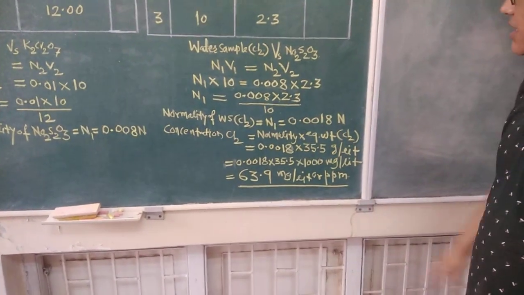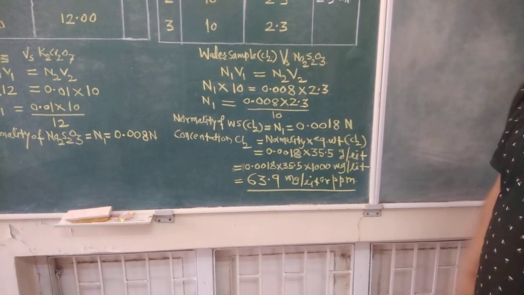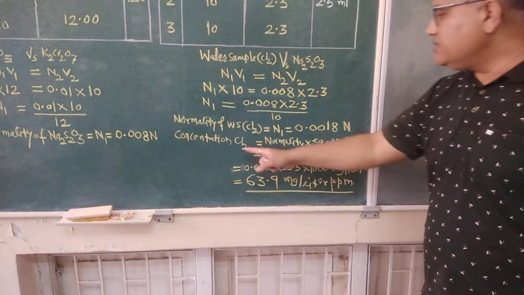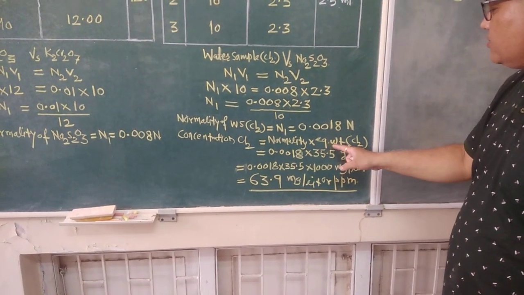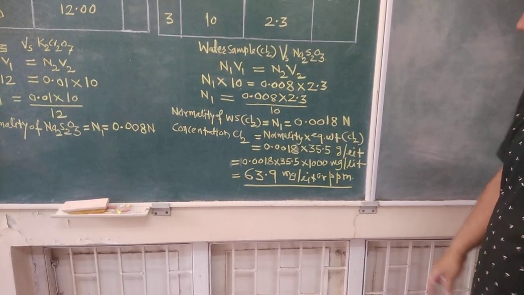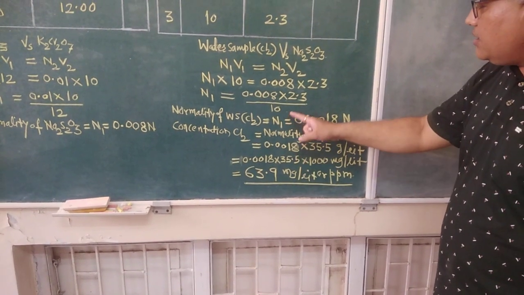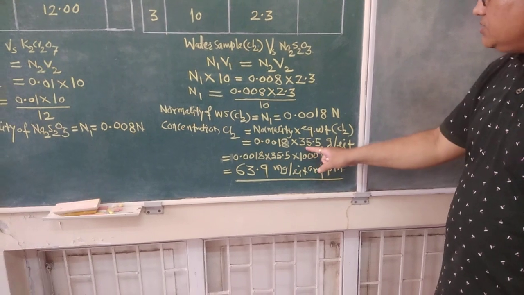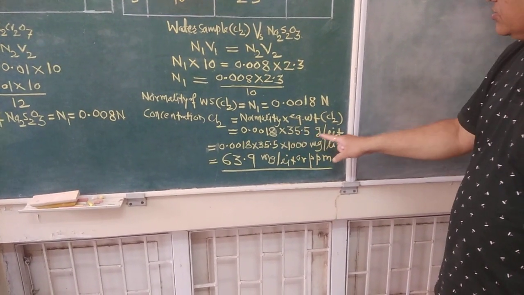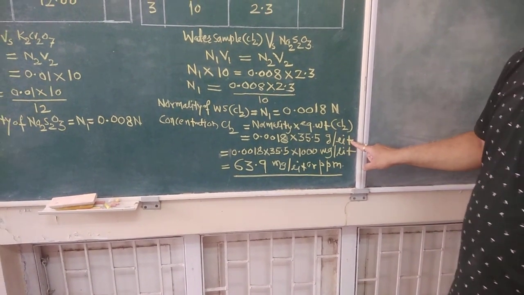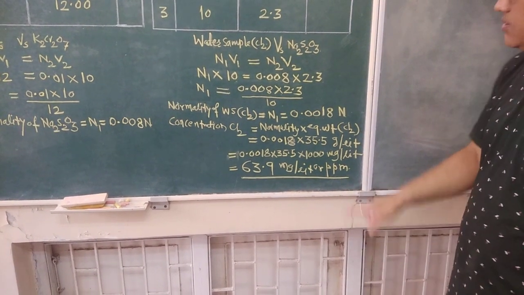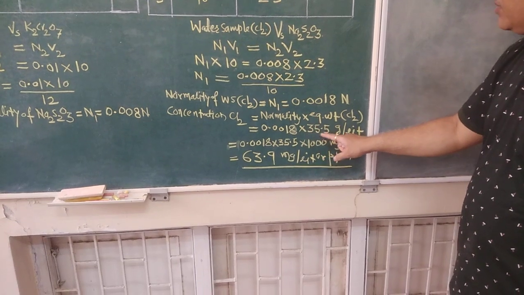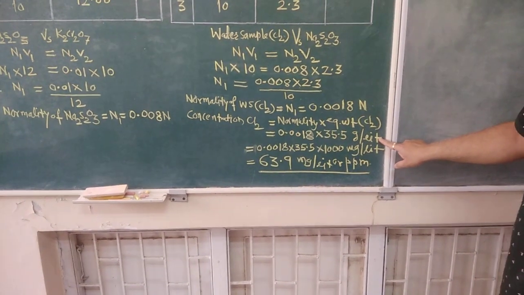Concentration of chlorine is equal to normality into equivalent weight. This is the formula for calculation of concentration, that concentration of chlorine is equal to normality of chlorine multiplied by equivalent weight of chlorine. And normality is found to be 0.0018, and equivalent weight of chlorine is 35.5. So you will get the answer in grams per liter, because concentration is always calculated in grams per liter. So 0.0018 into 35.5, the answer will be in grams per liter.